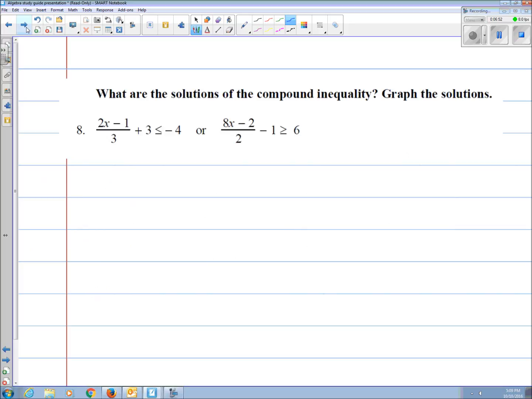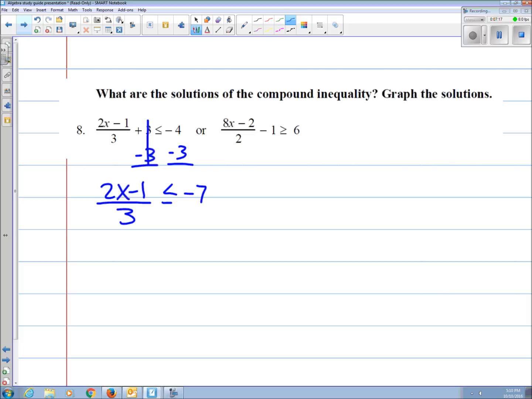What are the solutions to the compound inequality? Graph the solutions. So we've got a compound inequality. We just need to solve both of these separately and then graph the solutions on the same number line. So here I'm going to start by subtracting 3 on both sides. This is (2x minus 1)/3 is less than or equal to negative 4 minus 3, which is negative 7.